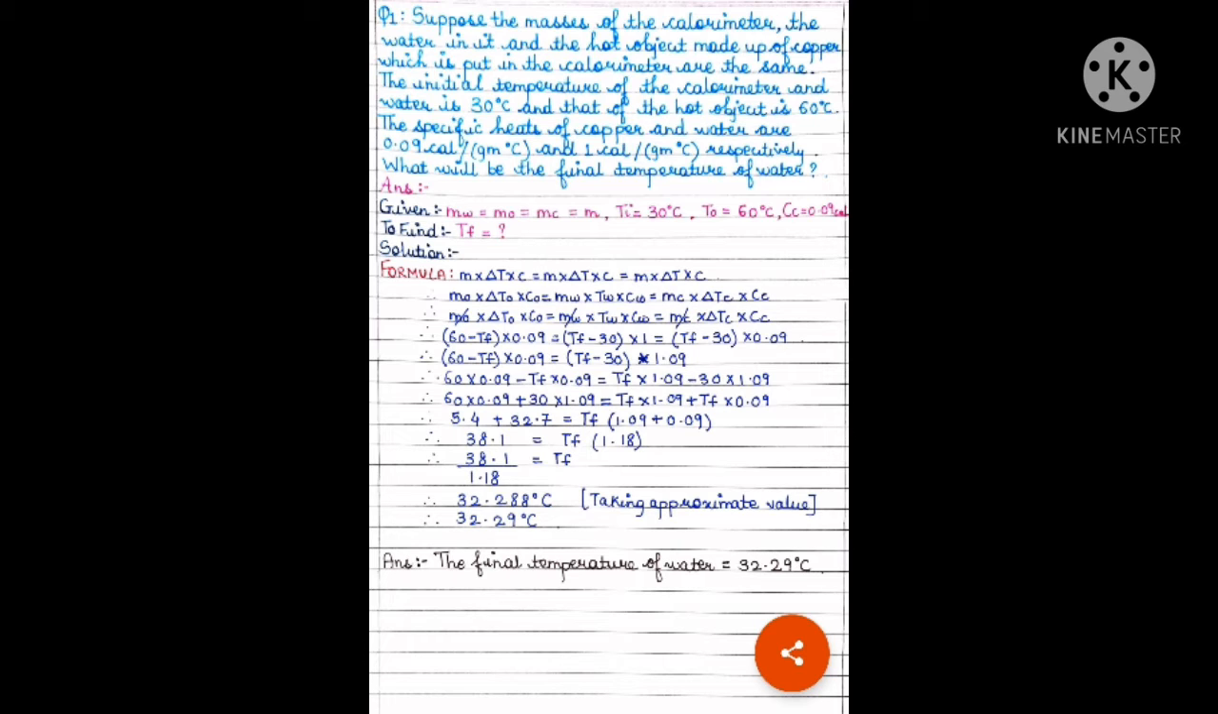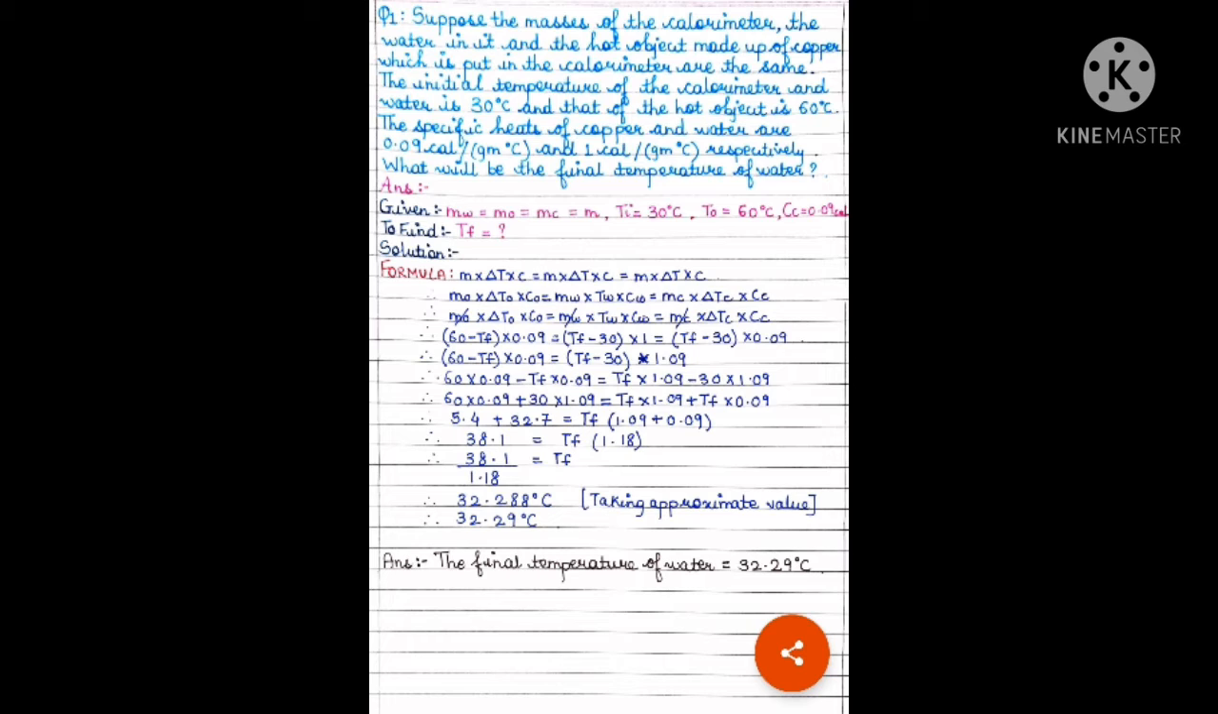Now see the second line. The initial temperature of the calorimeter and water is 30 degrees Celsius and that of the hot object is 60 degrees Celsius. So TI is given as 30 degrees Celsius and the temperature of the object is given as 60 degrees Celsius. So TO is equal to 60 degrees and TI is equal to 30 degrees.